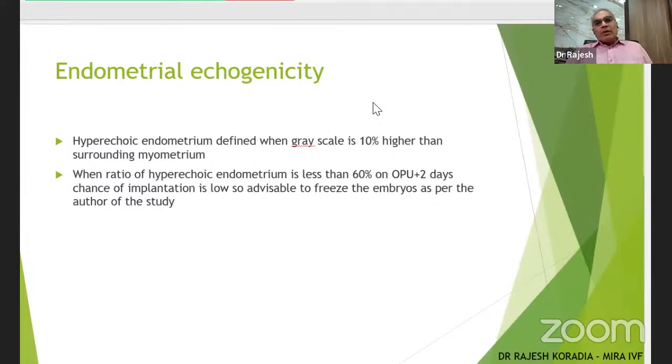Now, something about endometrial echogenicity. The hyperechoic endometrium is defined when the grayscale is 10% higher than the surrounding myometrium. When the ratio of hyperechoic endometrium is less than 60% on OPU plus 2 days, the chance of implantation is low. So, as suggested by the author of the study, they have advised to freeze the embryos.